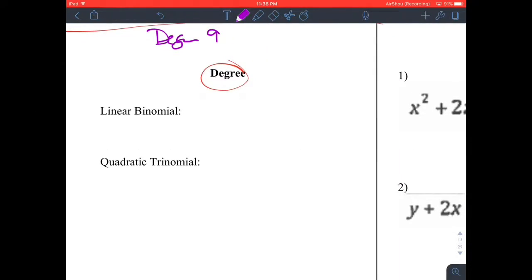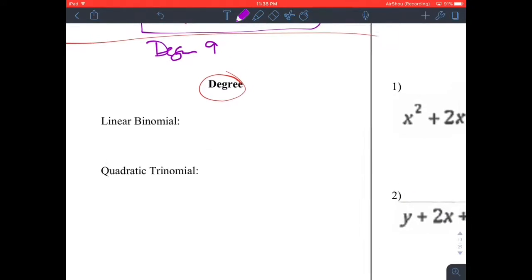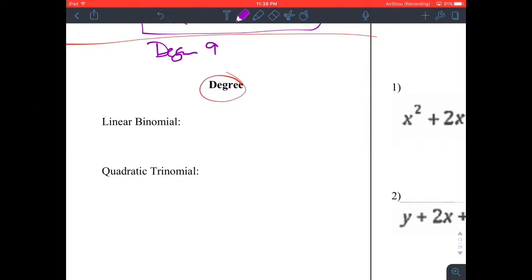A linear binomial is a binomial that would make a line if you were to graph it. So an example of that would be any binomial that has a degree of 1, such as x plus 3. A quadratic trinomial would have a degree of 2. And once again, a linear binomial is going to be a line. A quadratic trinomial, if you graph it, is going to be a parabola.